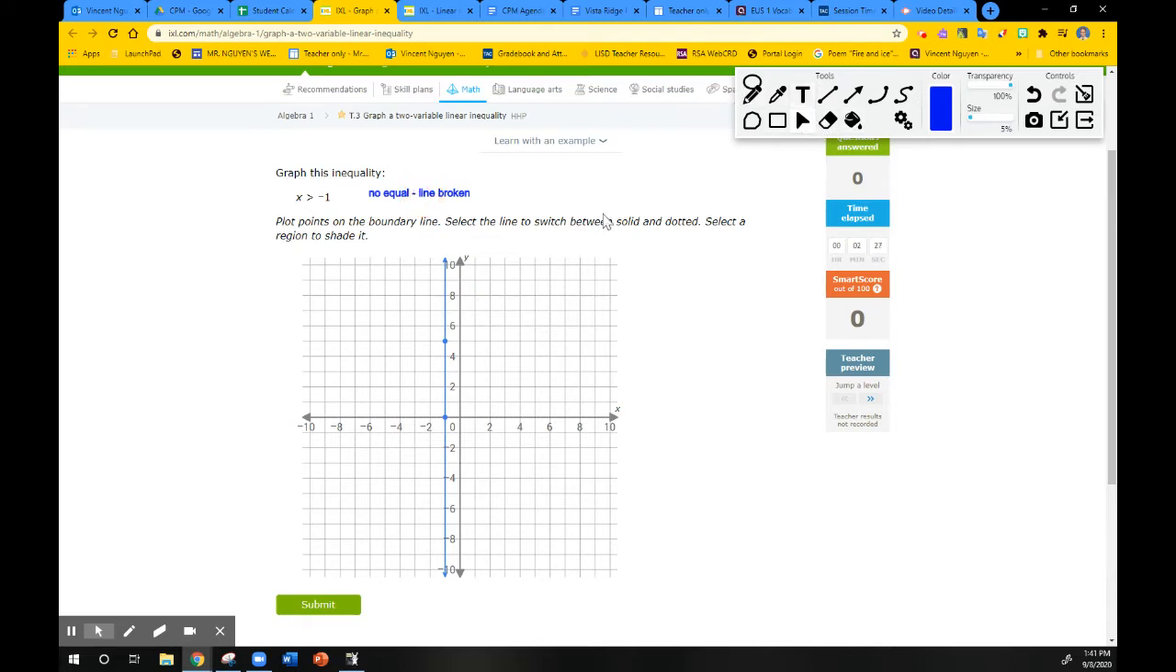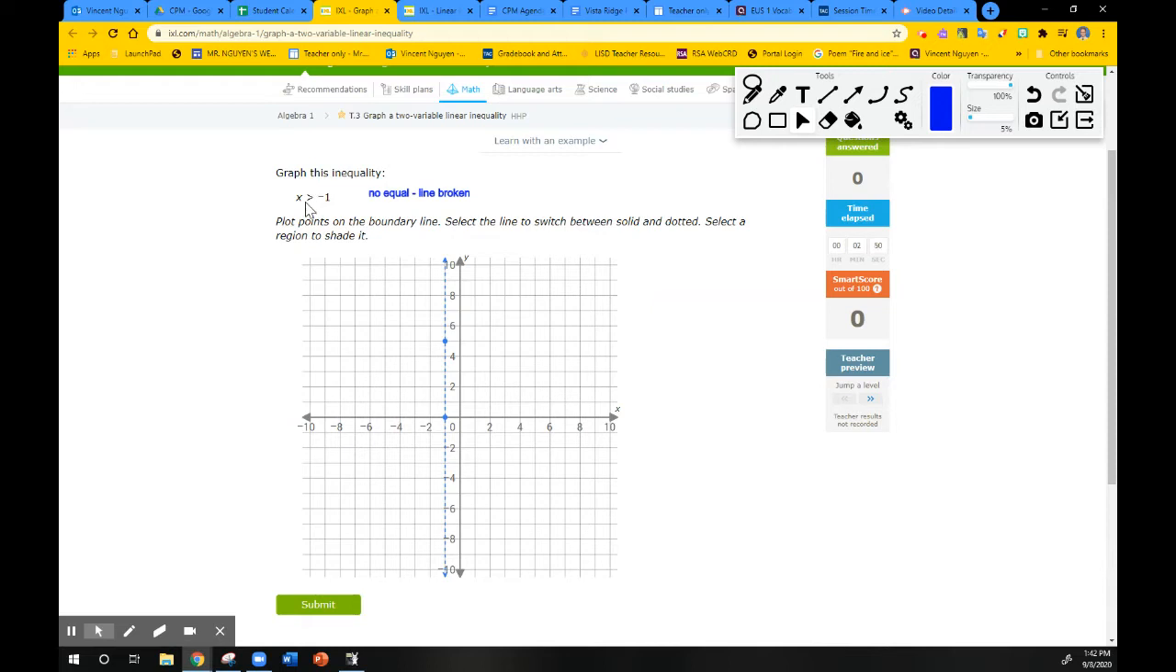To get a broken line on IXL, you need to click on the line again. If I click on it again, I get solid. Click again, I get broken. And there's a symbol on that line. As you move your cursor, it tells you, if you click on it, it'll be solid. And then look at the broken symbol. Click on it, broken. So pay attention to your inequality symbol.